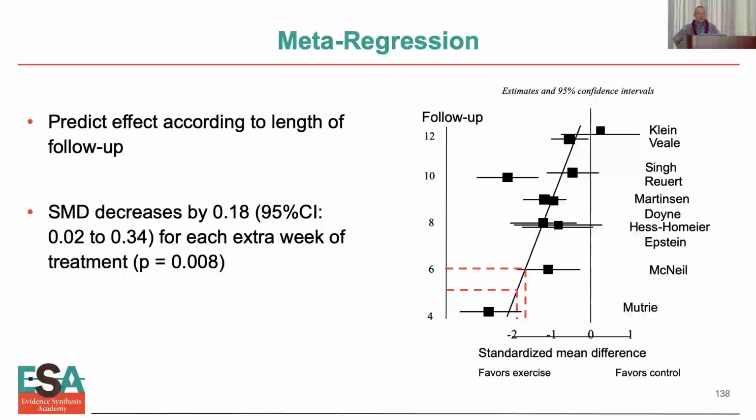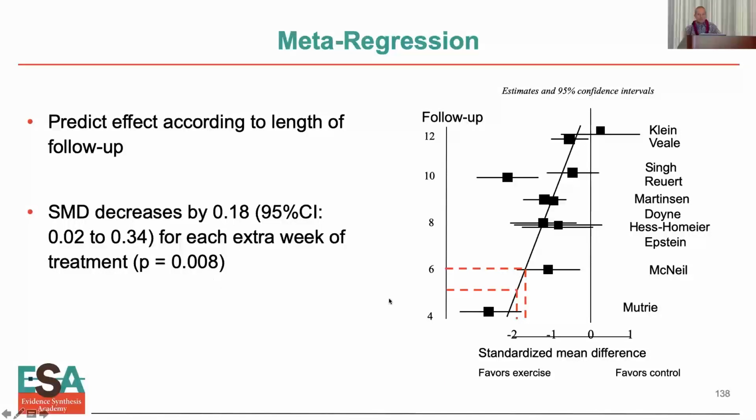So you could fit a model where you regress the treatment effect on the follow-up time. And in this particular example, these studies had 12 weeks of follow-up. These have 10, these have 8, these have 6, and this one has 4. And you can fit a line there. And the line has a slope of 0.18. And so the standardized mean difference here decreases by 0.18 for each extra week of treatment.